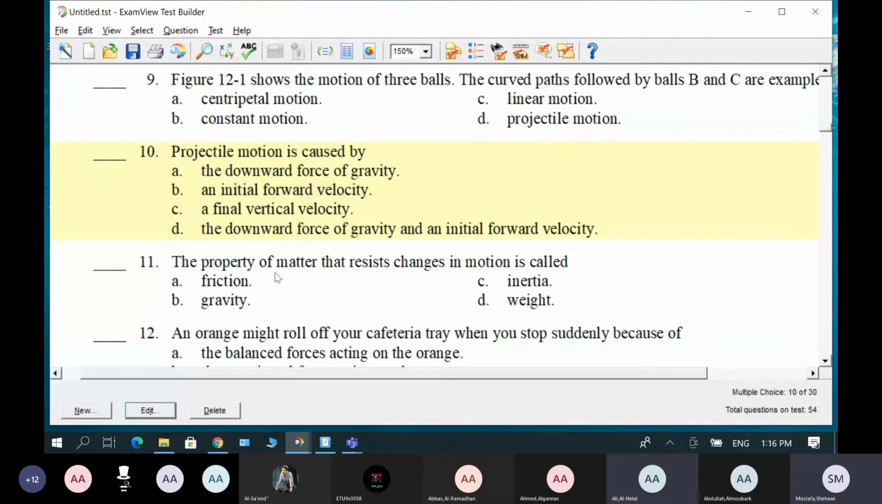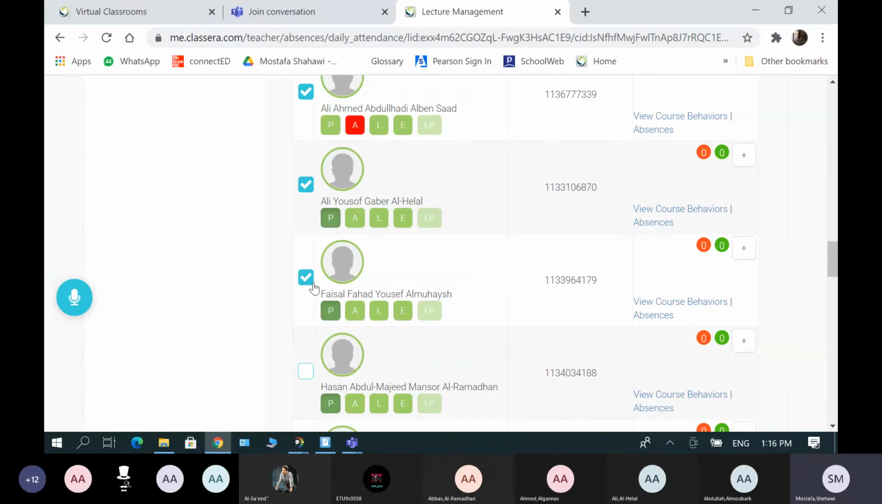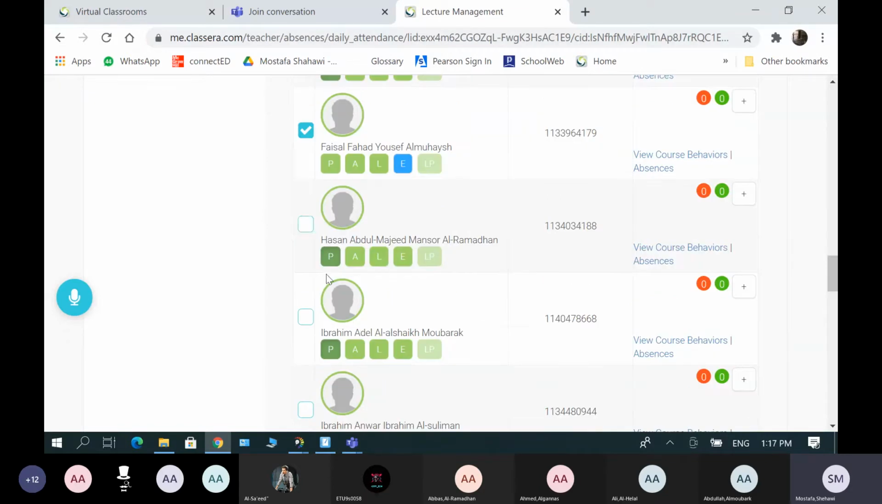Is it still noisy for you guys, or is it clear right now? No, it's clear right now. It's okay. It was from outside. So let's go for the next one. Is Faisal here or excused? I think that he's excused. Faisal, excused. Okay.